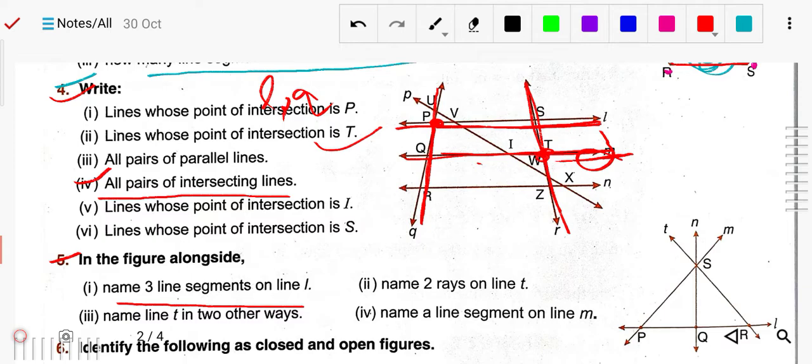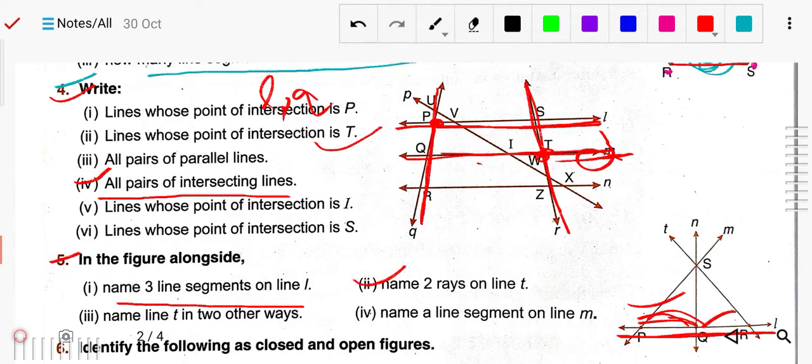So where is the line L? You check that this is the line L. Three lines means you can write PQ or QP, same thing. Same QR, this line. Or you can write the full PR.